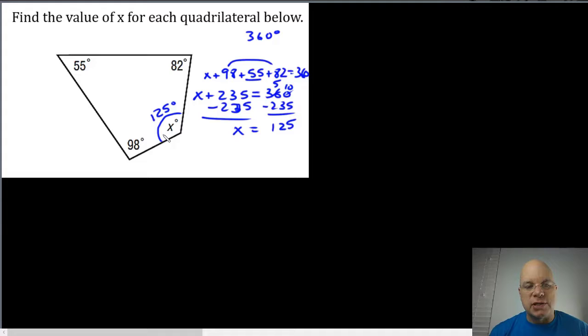It's always a good idea to put that dimension on the figure where the angle actually is, to make sure it looks reasonable. If that looks like it's more than 90 degrees, it looks like an obtuse angle, so 125 degrees seems like a reasonable measurement for that angle. If it didn't seem reasonable, then I would go back and check my computation to make sure I did everything right.